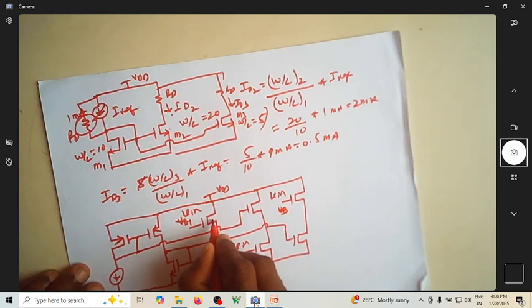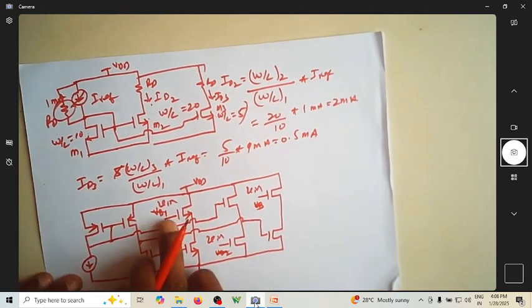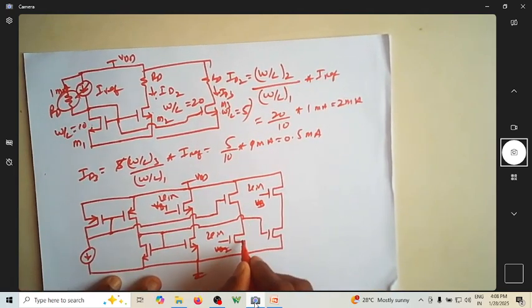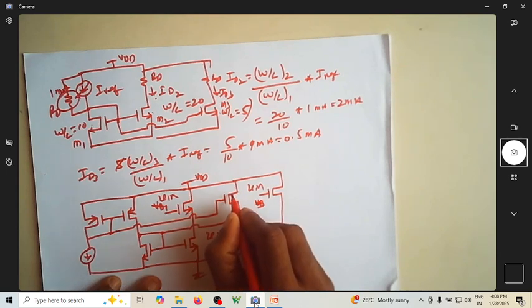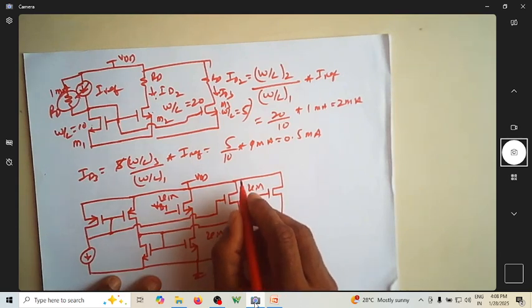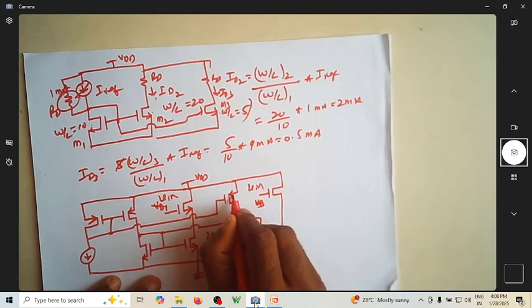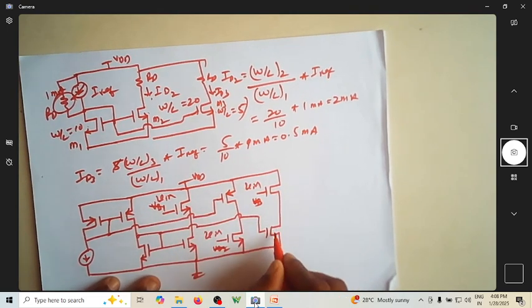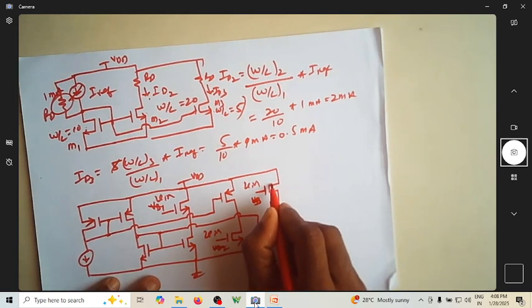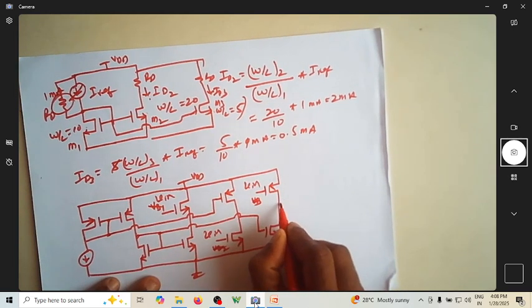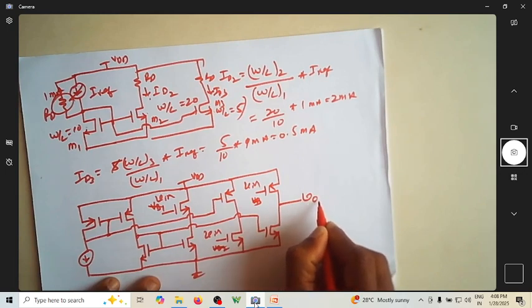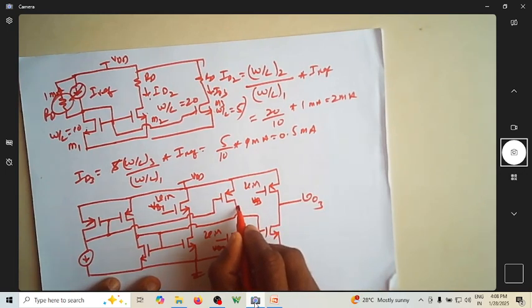Assume that this is an NMOS transistor. We can actually identify which amplifier this is. Let me have this as a PMOS transistor, and let me have this as an NMOS transistor. Let me say this is V03, this is V01, and this is V02.